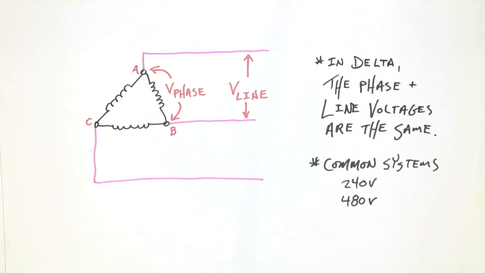There's a common number of voltages that we see for delta connected systems: 240, 480, and at times we do see 600. What defines a delta voltage will be that there is only one voltage provided, because there is only one possibility of voltage from a standard delta system.